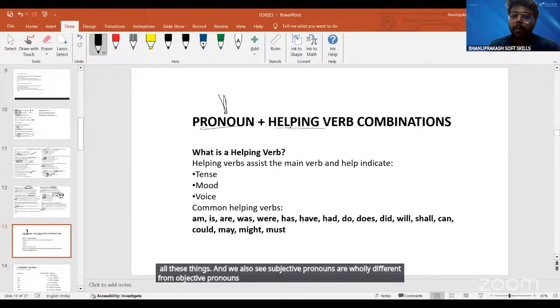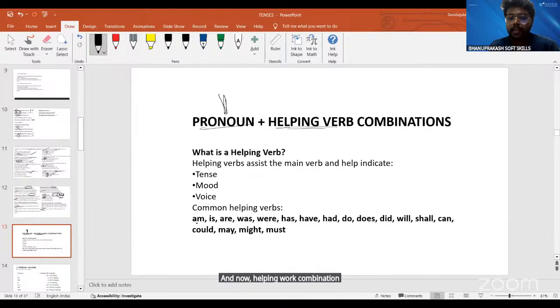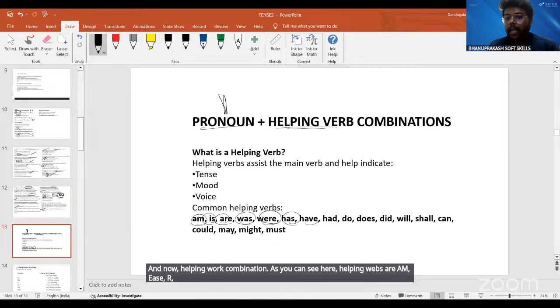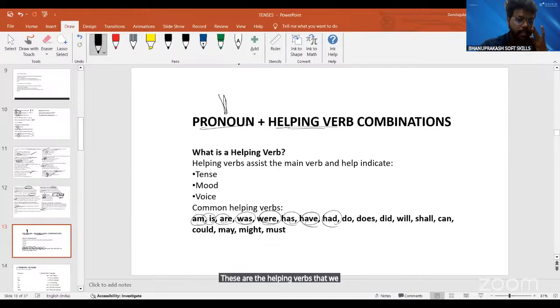And now helping verb combination. As you can see here, helping verbs are am, is, are, was, were, has, have, had. These are the helping verbs that we used yesterday in the tenses.